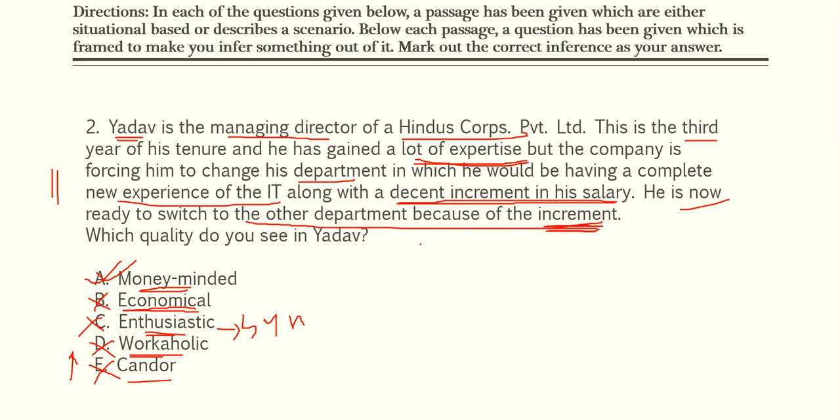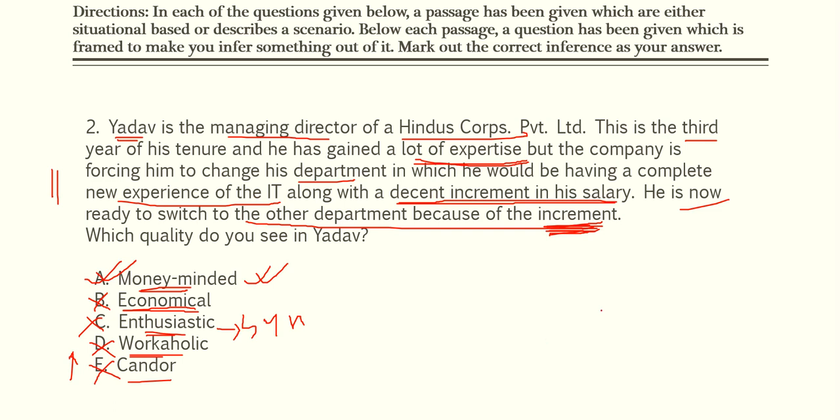And here, see, Yadav is ready to switch to the other department because of the increment. He is mainly focused on the increment in his salary. We can say money minded because Yadav is ready to switch the department and leave his expertise. He had great expertise in his present department, but he is ready to relinquish the expertise and experience which he has gained in the past 3 years. यादव अपने 3 साल का जो एक्सपर्टाइज एक्सपीरियंस था वो सब कुछ छोड़ने के लिए तैयार है क्योंकि उसको इंक्रीमेंट मिल रहा है. Have you understood? So he is being money minded, right?